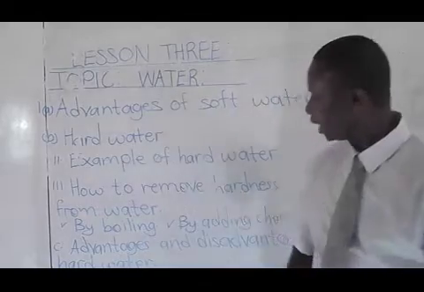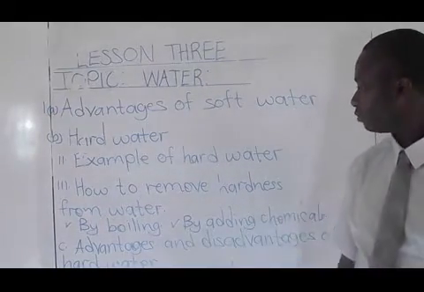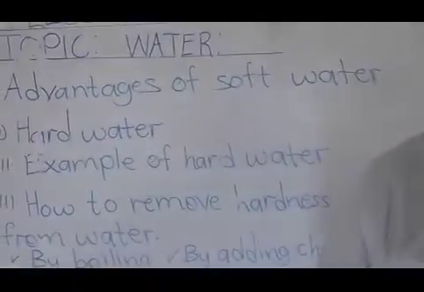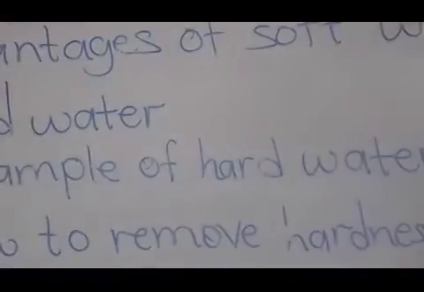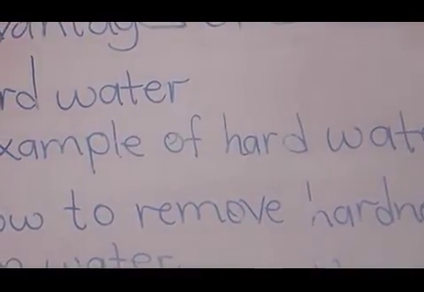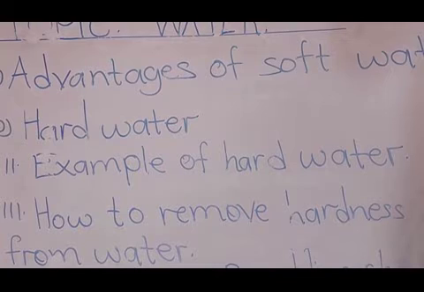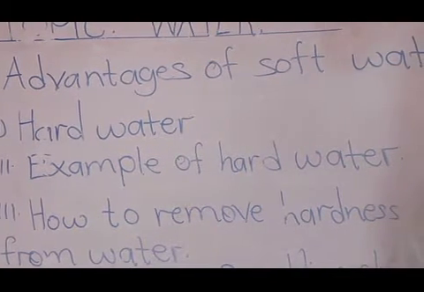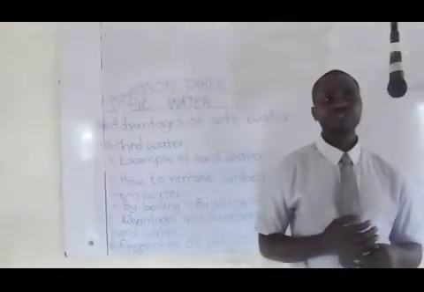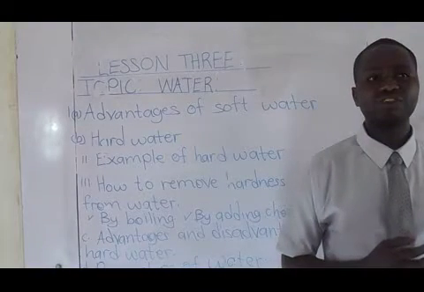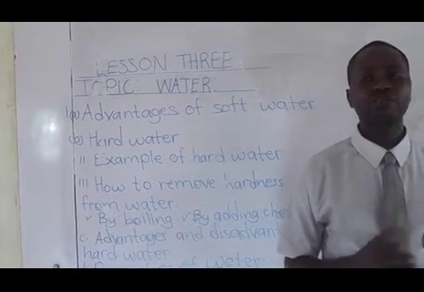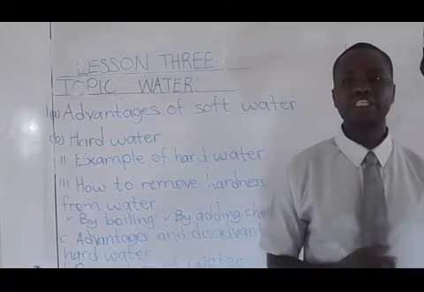Then we can talk about the examples of soft water. One, we have rainy water. Rainy water is an example of soft water. Why is it called soft water? Because it forms lather with the soap. Remember I told you that soft water is the water which can easily form lather with the soap. So rainy water forms lather with the soap so easily.